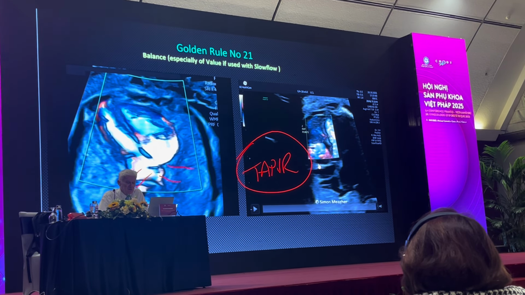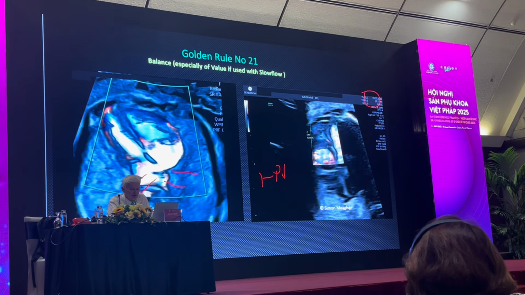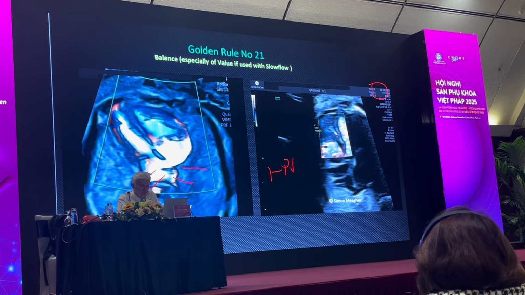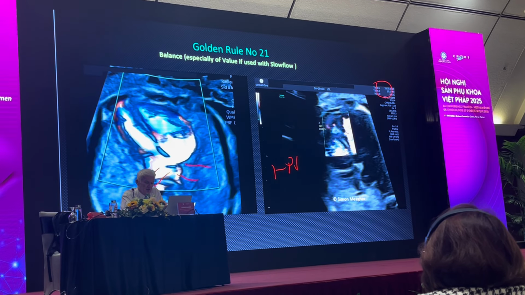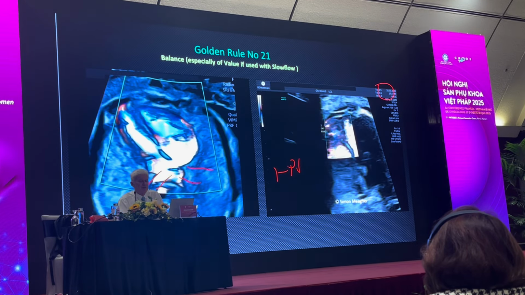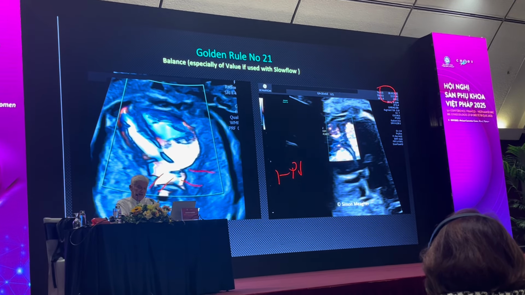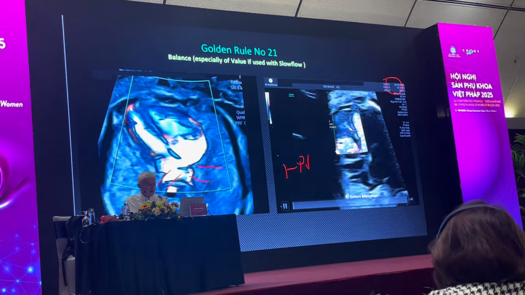Also, when I look at slow flow of this baby that I just saw a few days ago, you will see it's also very nice technology for picking up multiple VSDs. So when I look at this, I can see there are multiple points where I can get Doppler flow using slow flow. But with color Doppler, this can be very difficult, and also with power Doppler, this can be extremely difficult.